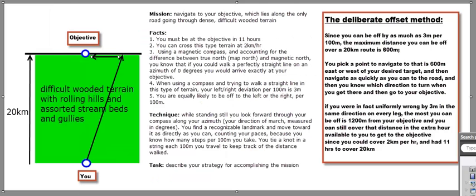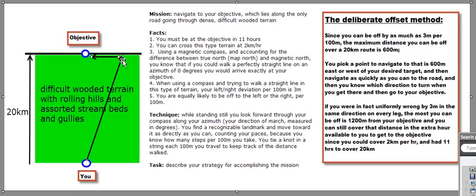Now the solution is known as the deliberate offset method. Since you know you can be off by as much as 3 meters per 100, the maximum distance you could be off over a 20-kilometer route is 600 meters. In other words, if you were off 3 meters each and every time, and it was always in the same direction, you could be off 600 meters. So what you want to do is pick a point to navigate towards that's 600 meters east or west of your desired target, and then go as quickly as you can to the road, and once you get there, you'll know which direction you have to turn, and then you can move directly to the objective, and then you'll see it.